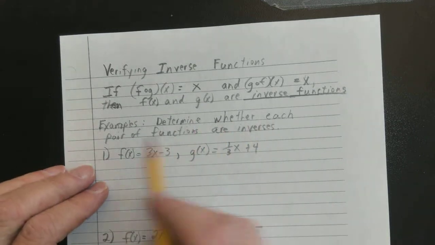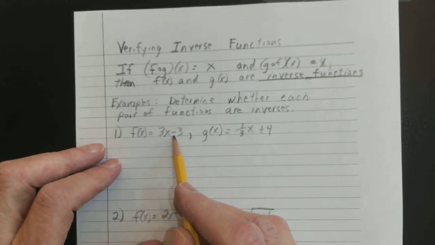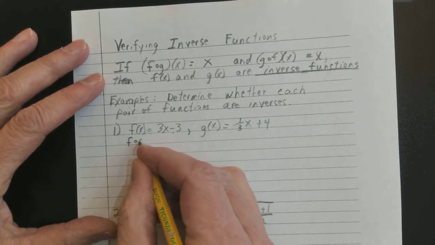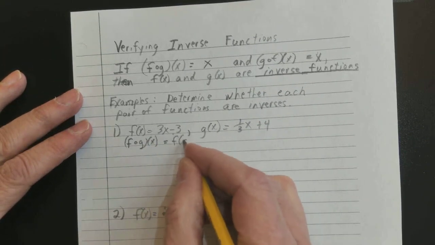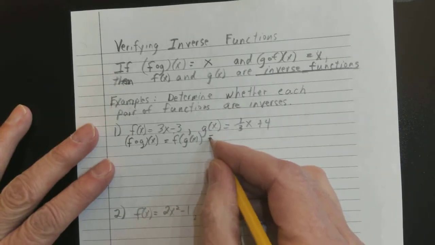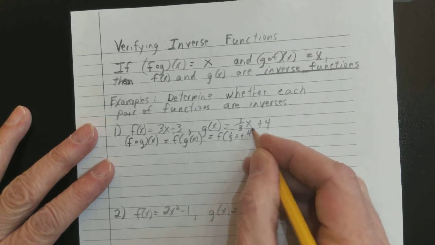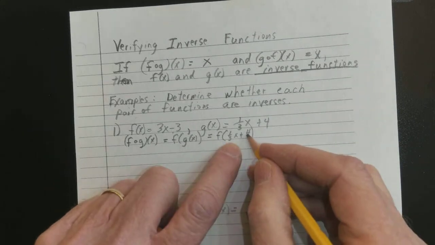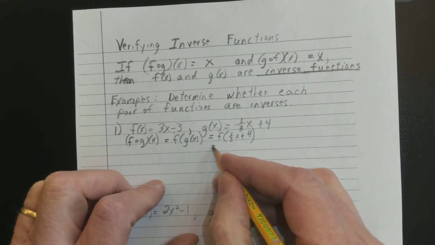So determine whether each pair of functions are inverses. Number one, f of x equals 3x plus 3, g of x equals 1/3 x plus 4. So we want to find f circle g of x first. We're going to find that composite function, f of g of x. All right? Now, g of x is equal to 1/3 x plus 4. So put 1/3 x plus 4 in the f function.